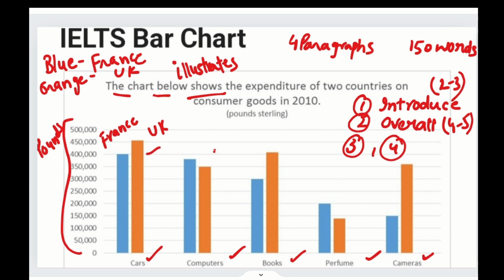UK spent mostly more money on the expenditures in most of the categories. UK spent more money in most of the categories.